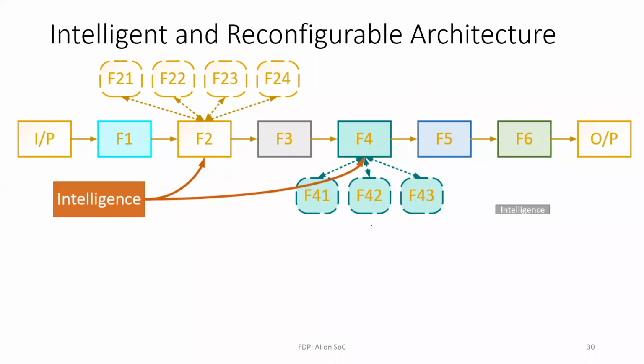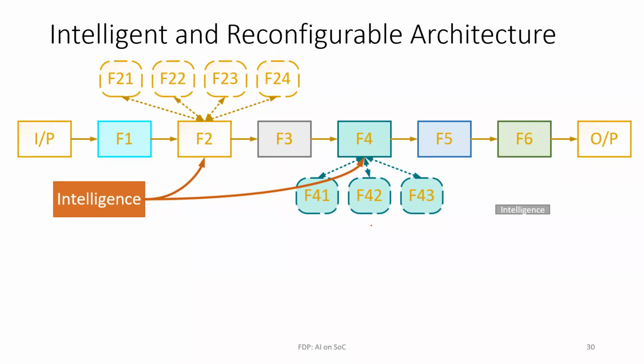For example, in the case of wireless, you need to sense your RF spectrum, understand and learn the parameters, and then adapt your algorithms as well. That means you need intelligence for the reconfigurable. So reconfigurable architecture itself is not sufficient. You need intelligence to make use of the reconfigurable architecture.